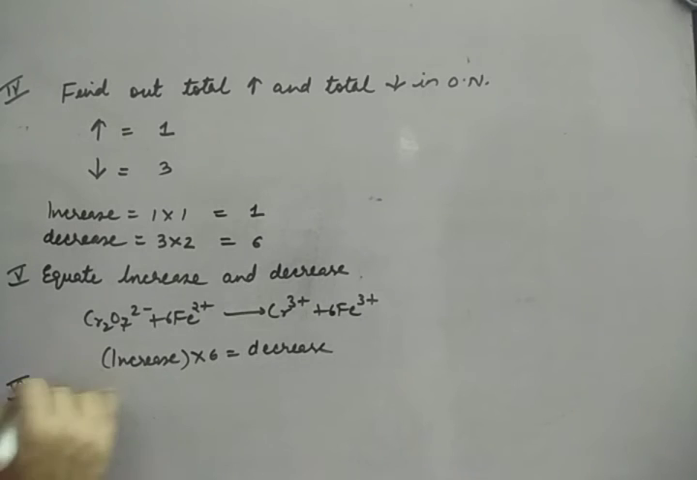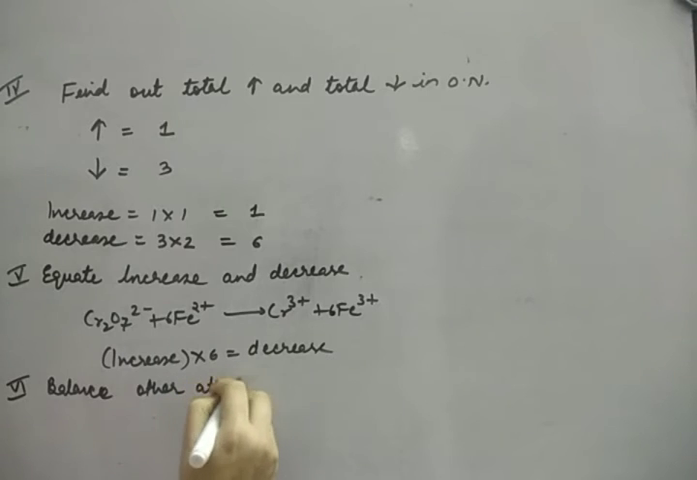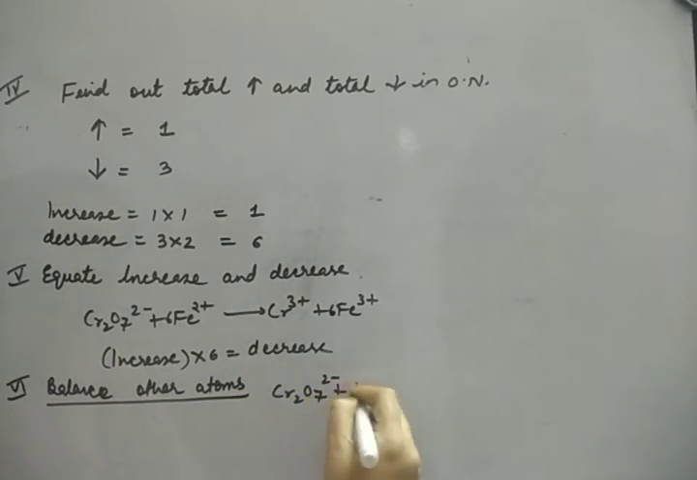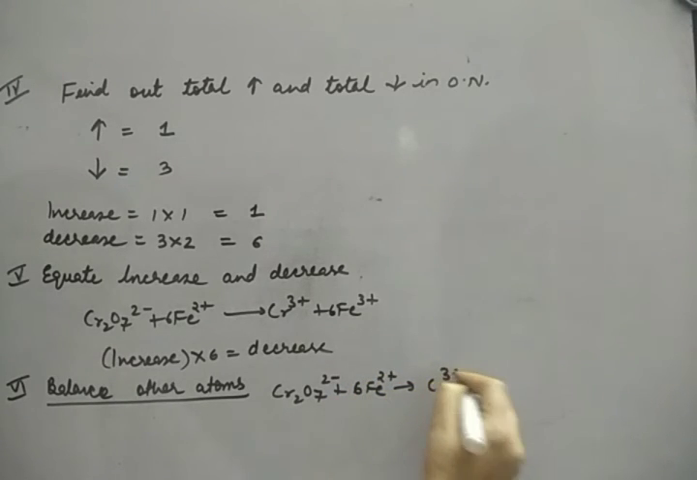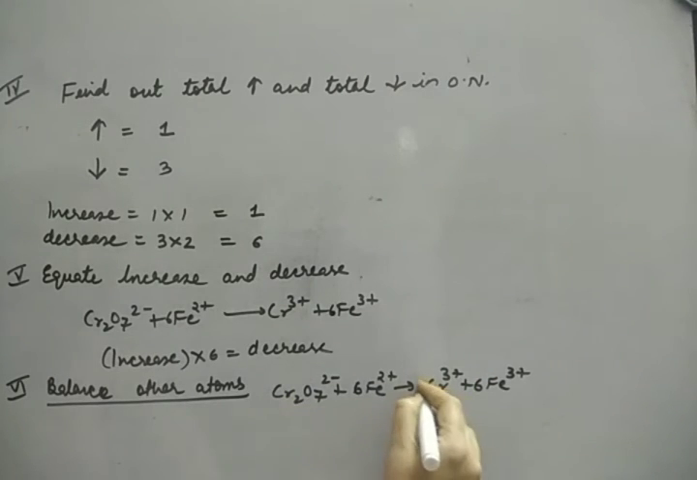Now balance other atoms. So we'll balance other atoms. Now other atoms we need to balance because chromium, okay, 6 I will write here, gives Cr3+ plus 6 Fe3+. So here Cr2, so I will write 2 here. Okay, so all the atoms other than hydrogen and oxygen are balanced.